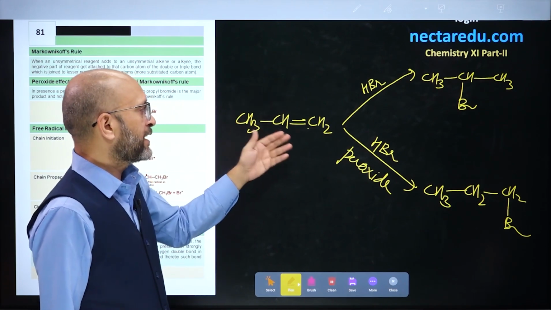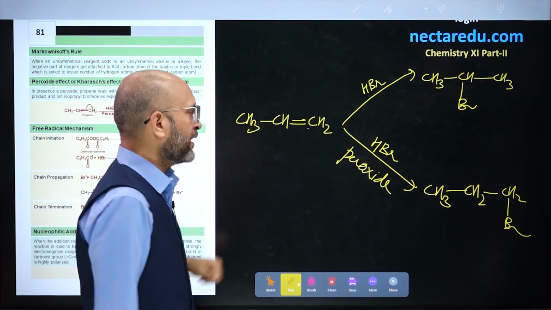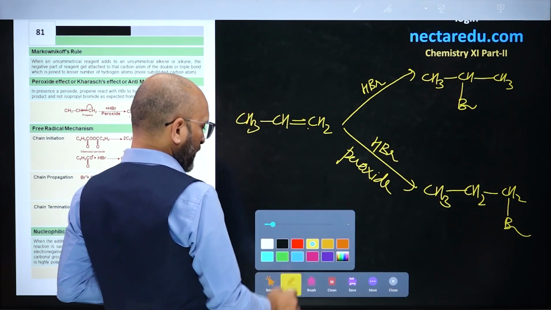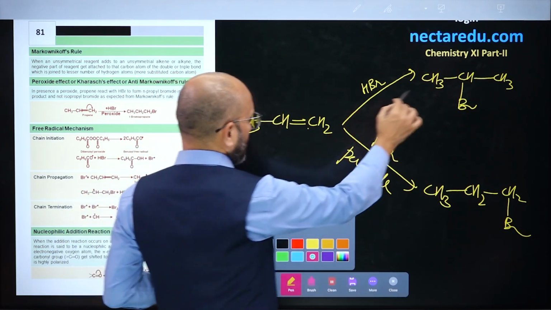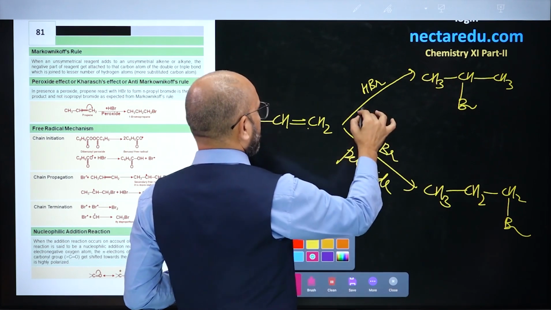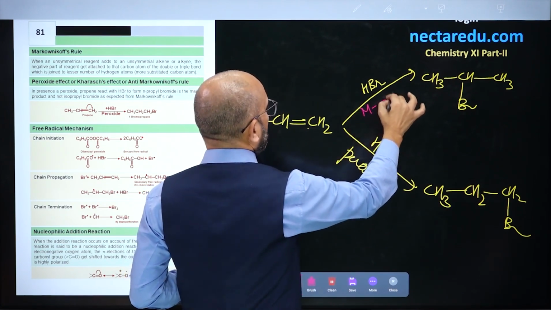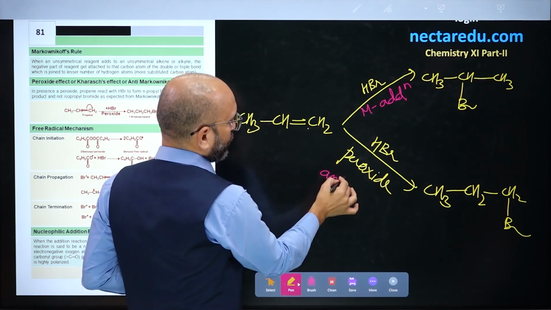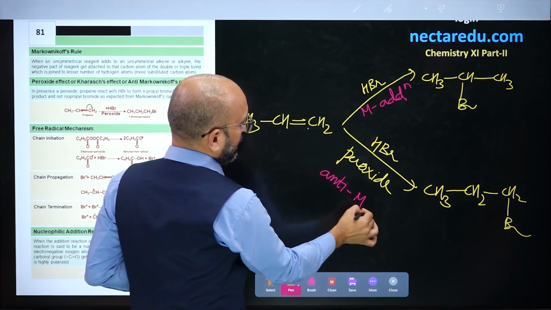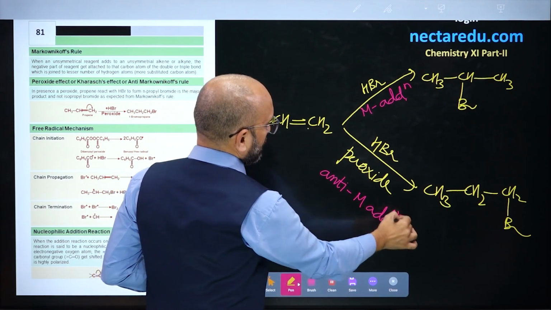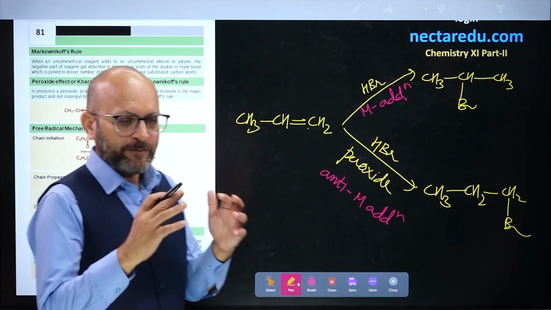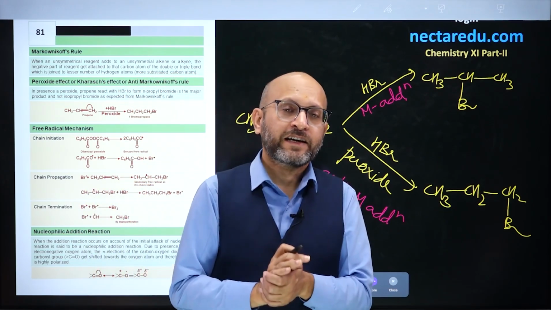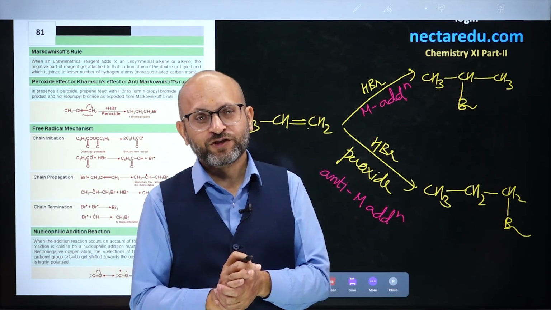and whereas when peroxide is not present, you will get the product where Br minus is getting attached to the middle carbon. So in the above product you can see that Markovnikov addition is happening, and in the below product anti-Markovnikov addition is happening. So peroxides make this possible and only HBr gives Kharash effect or anti-Markovnikov addition.